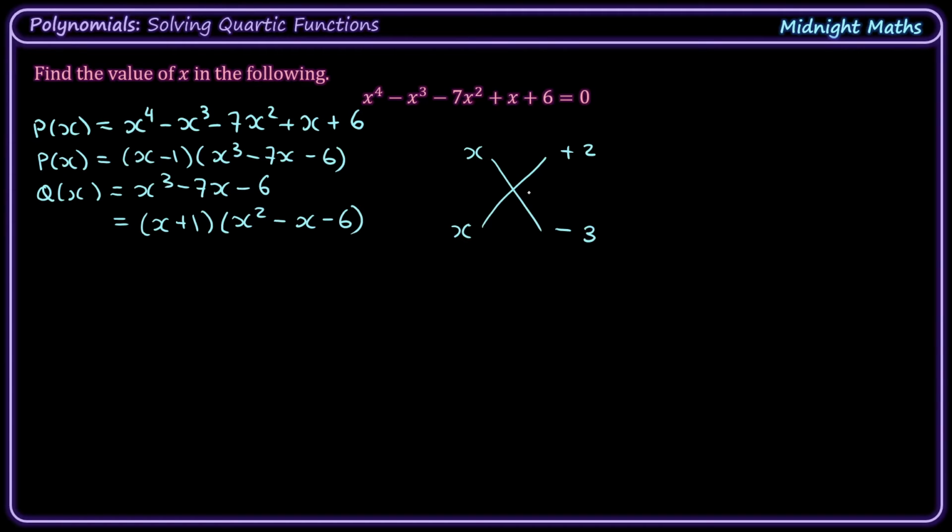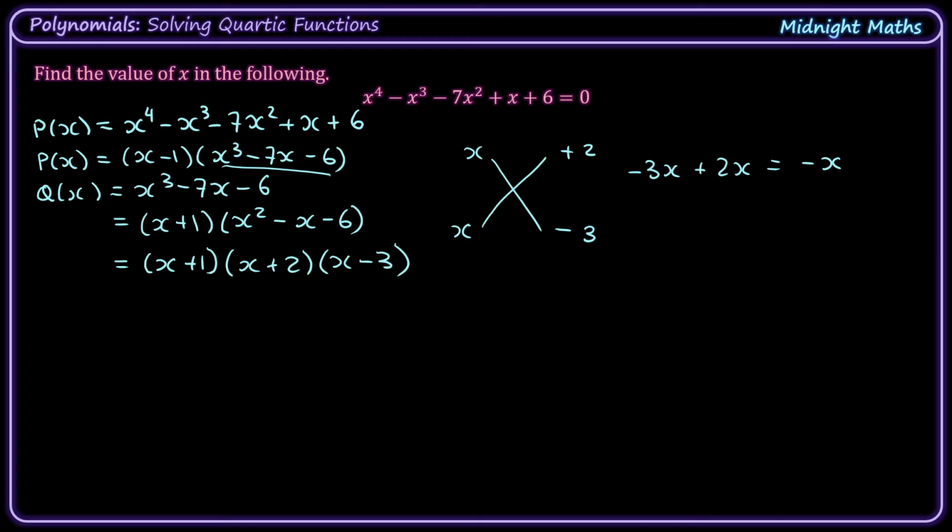And we can multiply along the diagonals to check. So x times minus 3 is minus 3x, and x times 2 is plus 2x. So I'm left with negative x, which matches with the middle term, so my cross is correct. Now I can just write those out. I get x plus 1. And then reading across, I have x plus 2 and x minus 3. Fantastic. Now q of x is fully factorized. We have 3 linear terms. And remember, that was from the component of p of x that was a cubic.